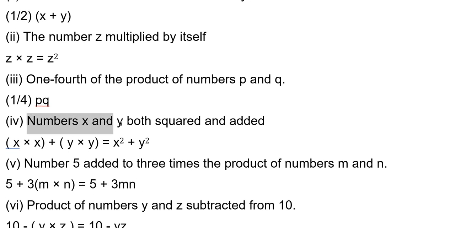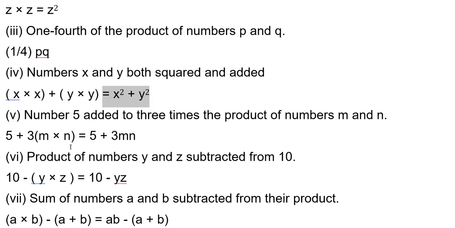Fifth problem, numbers x and y both squared and added. Squared means x into x plus y into y. Added is the addition. So x square plus y square is the expression.